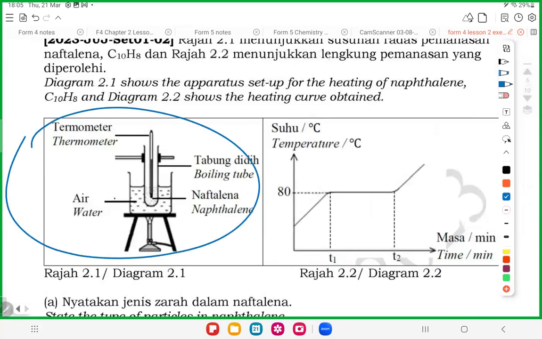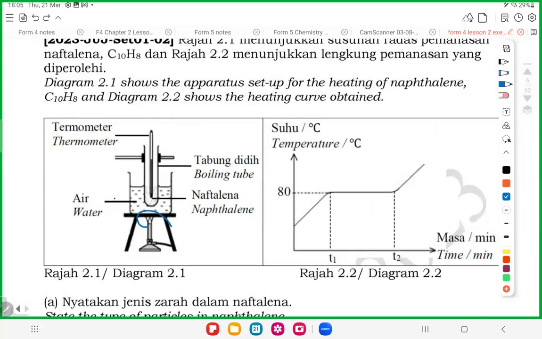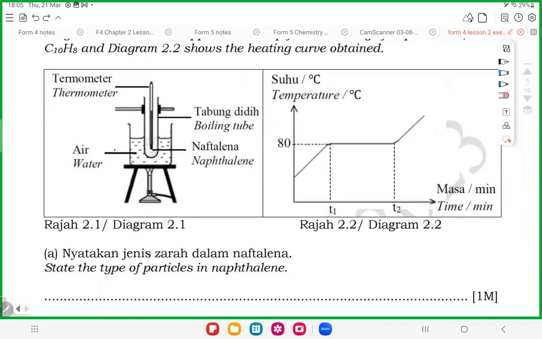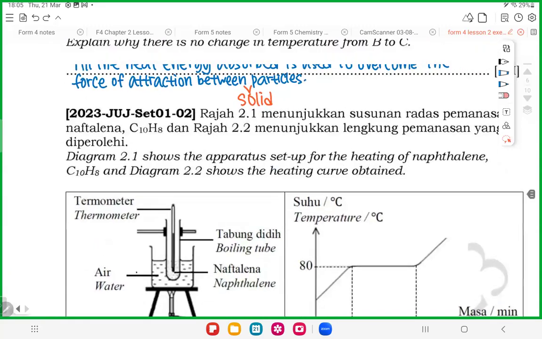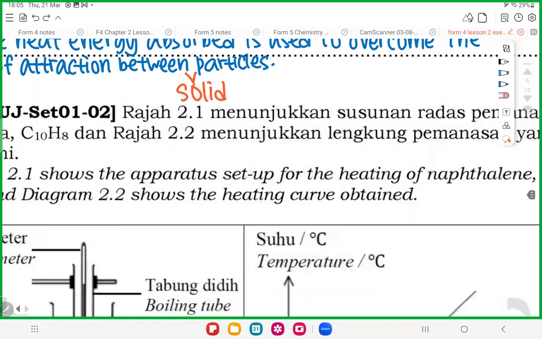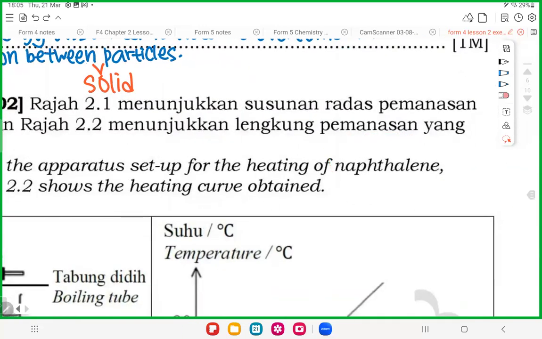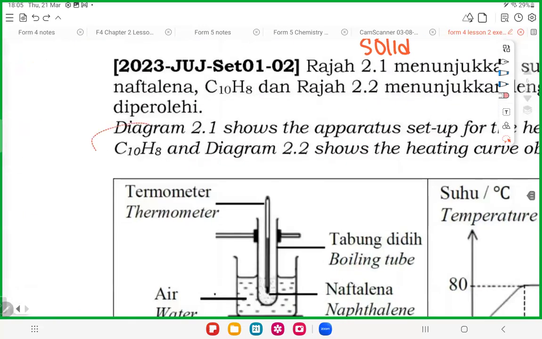Obviously, this is the experiment for the heating curve. This is a heating process, so of course this is a heating curve and it makes sense. How do I know? Staircase going up. So the first question is asking, what is the particle in naphthalene? Quite easy. Naphthalene, this is the name, and the formula is here, C10H8. Yeah, Hui Xian says naphthalene again. You are right, Hui Xian.